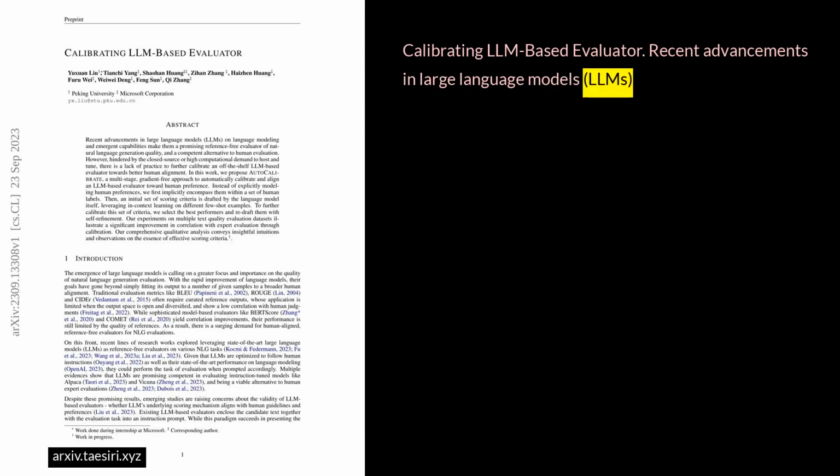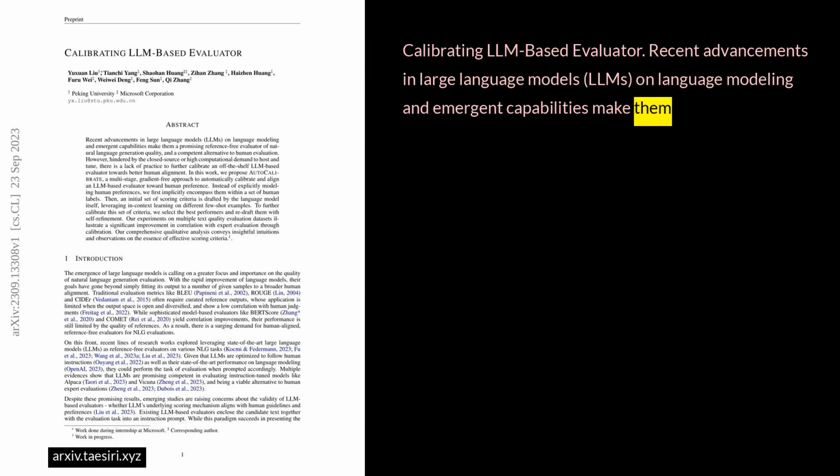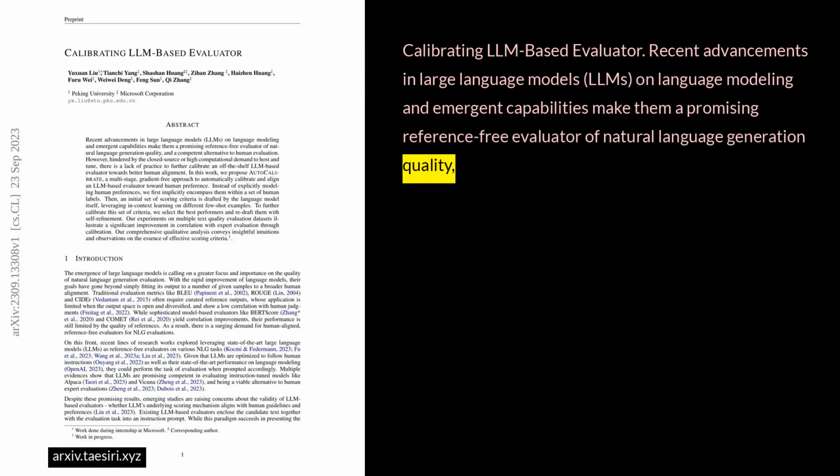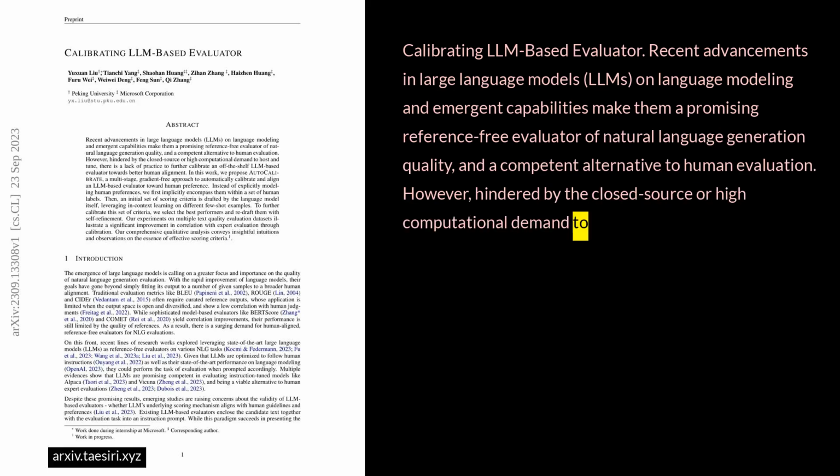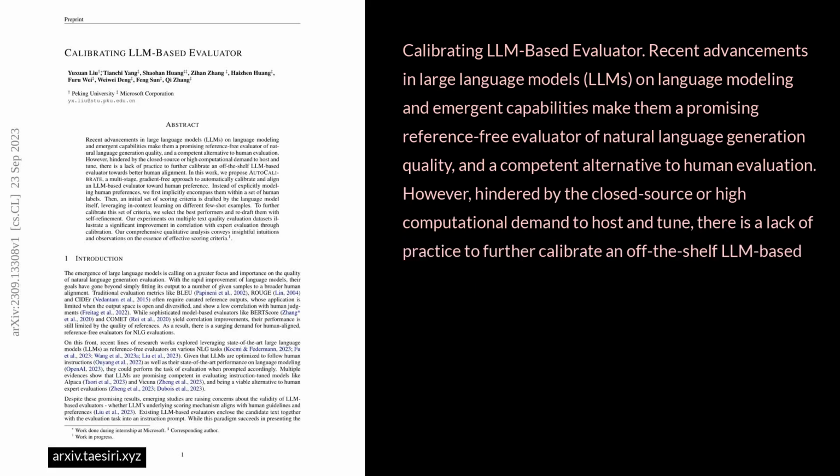Calibrating LLM-Based Evaluator. Recent advancements in large language models, LLMs, on language modeling and emergent capabilities make them a promising reference-free evaluator of natural language generation quality and a competent alternative to human evaluation. However, hindered by the closed source or high computational demand to host and tune, there is a lack of practice to further calibrate an off-the-shelf LLM-based evaluator towards better human alignment.